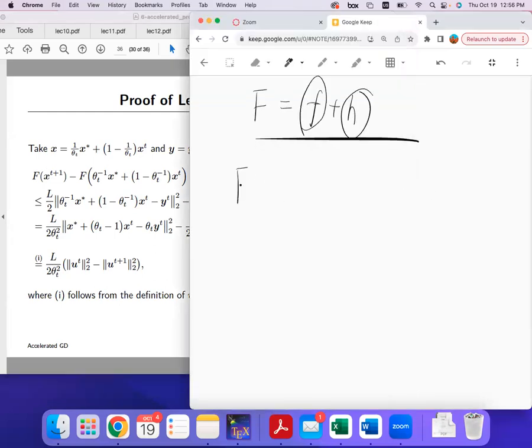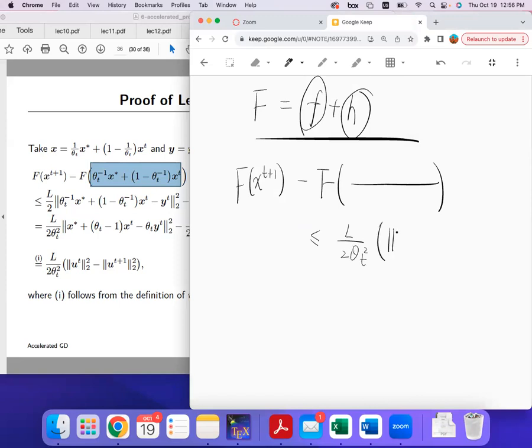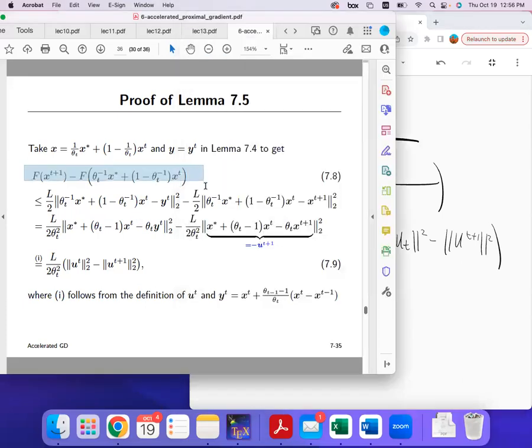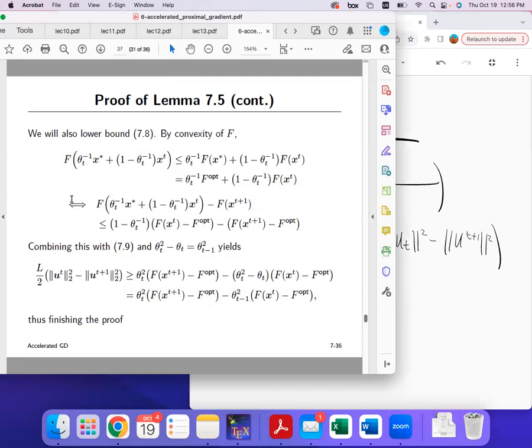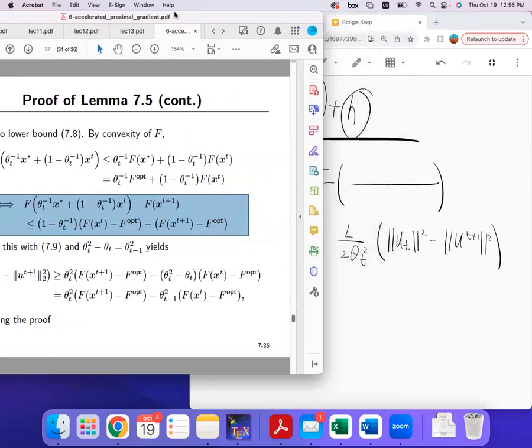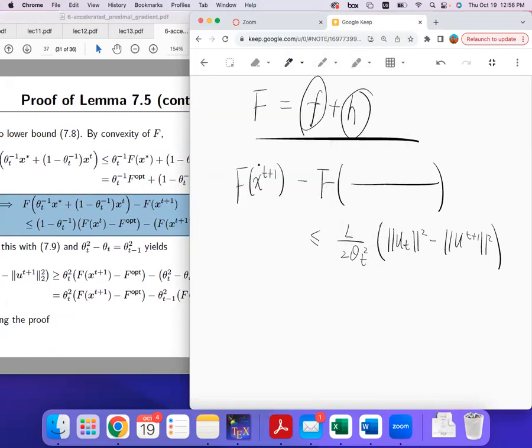Right. So here we show that f(x_{t+1}) minus f, this entire convex combination, is less than or equal to L over 2 theta_t squared times the norm of u_t squared minus u_{t+1} squared. Here I copy this inequality. And then this inequality says that the negative of this term is upper bounded by this term.